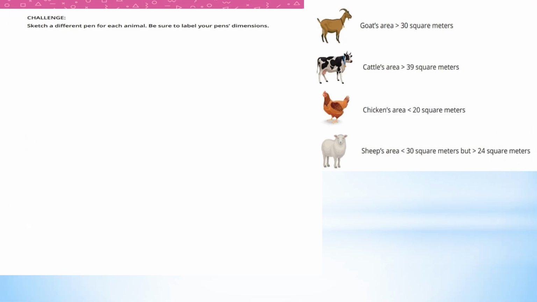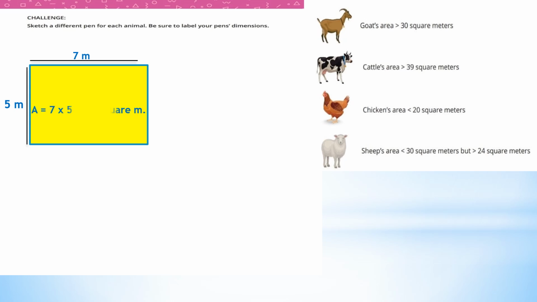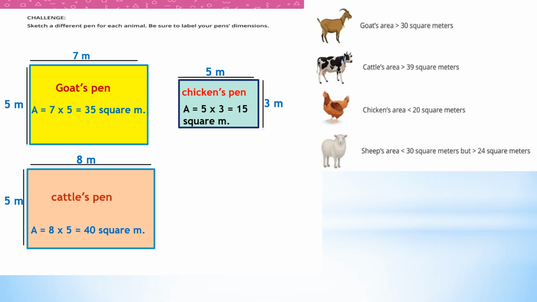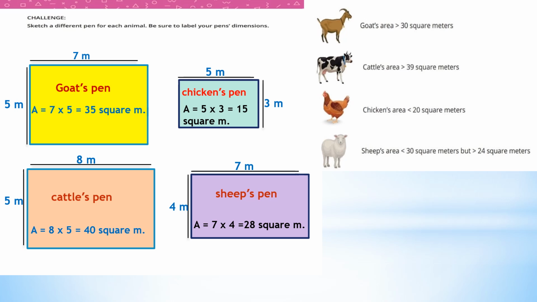Now let's move to the challenge. Here he wants me to sketch a different pen for each animal. The first pen 7 times 5, which is the goat's pen. 5 times 3, which is for chicken. The third is 8 times 5 equals 40, which is for cattle's pen. And here 7 times 4 equals 28, which is suitable for the sheep pen.